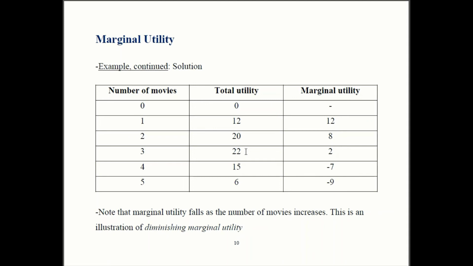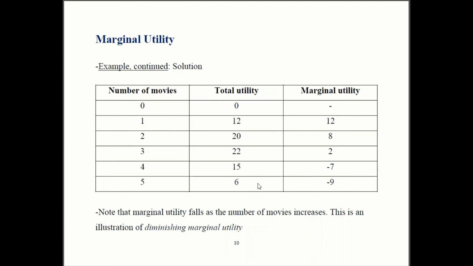If you watch a fourth movie, though, you spent an awful lot of time on the couch and feeling pretty lazy and drained, so now your utility is going down. So it falls from 22 to 15. That's a decrease of 7, so marginal utility is minus 7. 22 minus 7 is 15. If you watch the fifth movie, that's a tremendous amount of time on the couch. You're going to lose more utility. 15 minus 9 is 6.